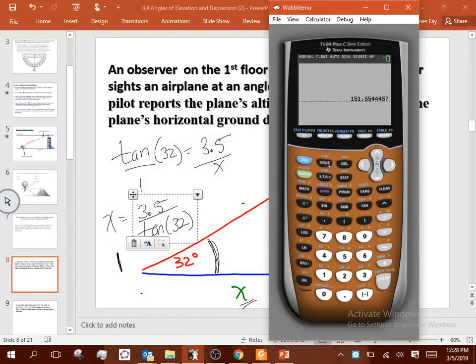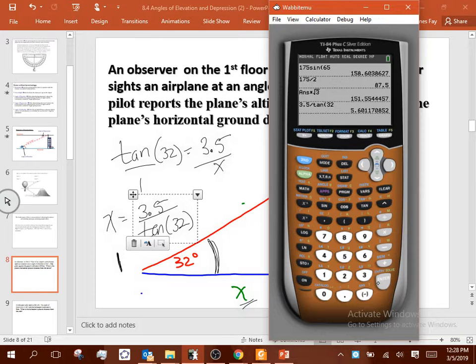Make sure you're in the right mode. So 3.5 divided by tangent 32, 5.6. Okay, so 5.6. Obviously, pay attention in your homework tonight to what they ask you in regards to rounding to certain decimal places, that kind of thing.